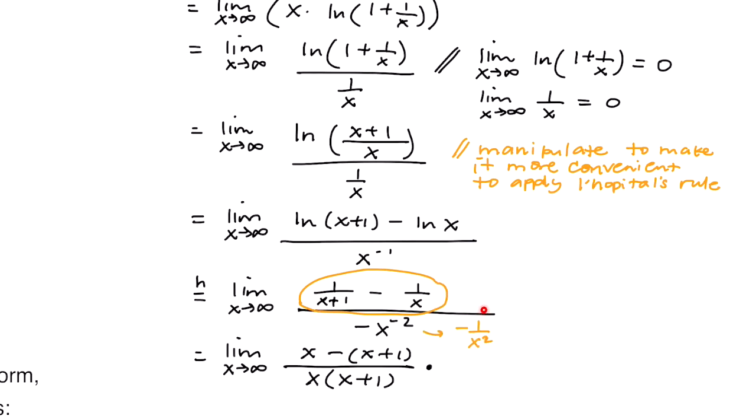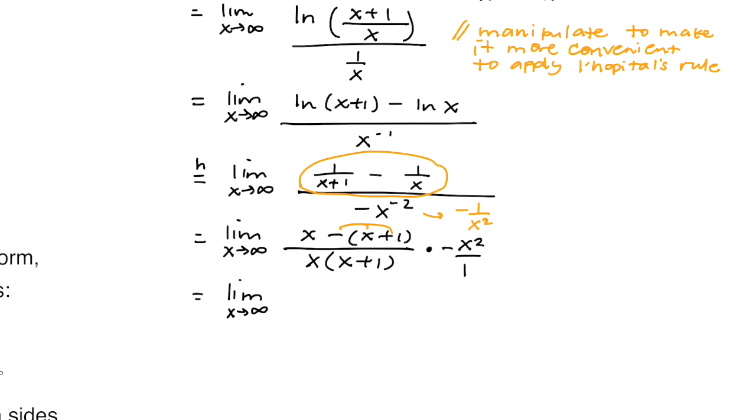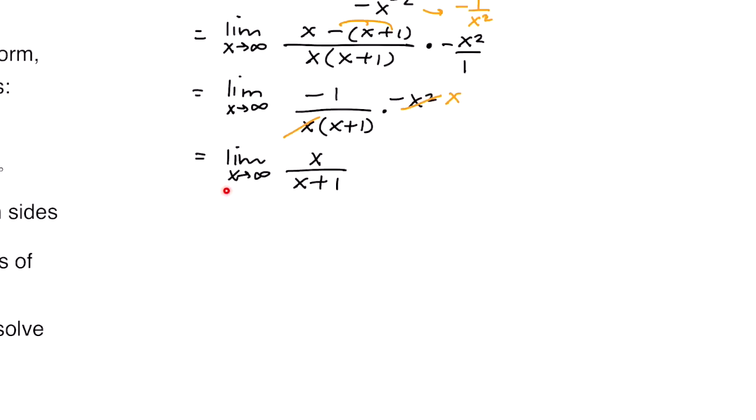Next, instead of dividing by this fraction, we're going to multiply by its reciprocal. When you distribute the negative, these x's are going to cancel and you just have negative 1. I'm going to cancel this x and this x squared, and it just leaves an x on top. And we end up getting the limit as x goes to infinity of x over x plus 1.